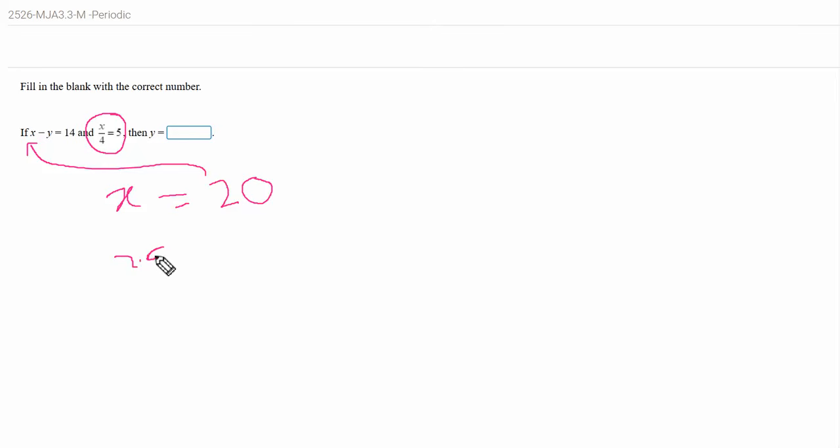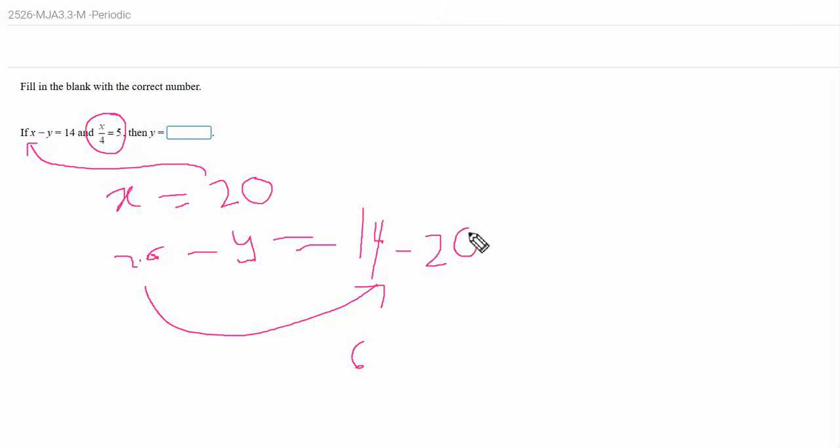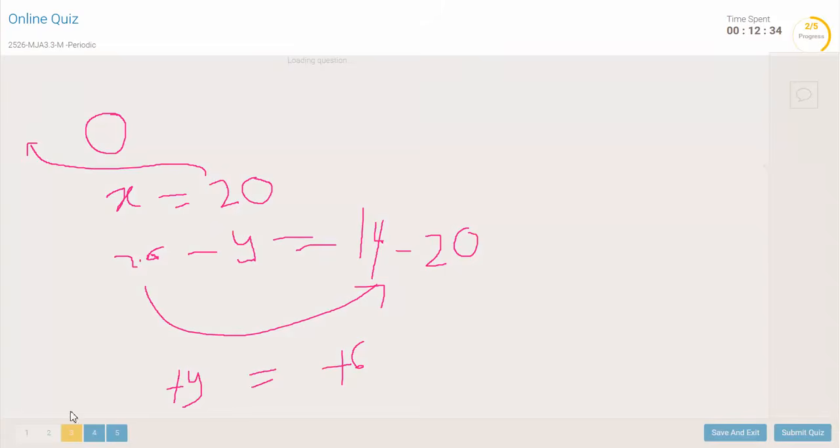20 minus y is equal to 14. Now what is that? We take 20 to the other side. 14 minus 20 is minus 6, right? Because 20 is the bigger number, what sign carries? Negative. So we'll put the negative sign here. Minus y is equal to minus 6. We cross out the minus and we get y equals 6. There you go. Let's go to the next question. We're nearly done.